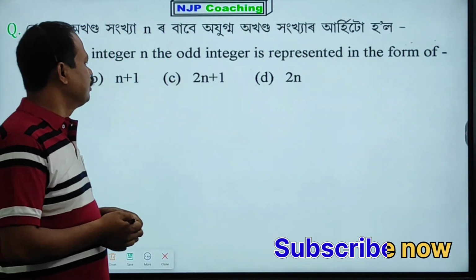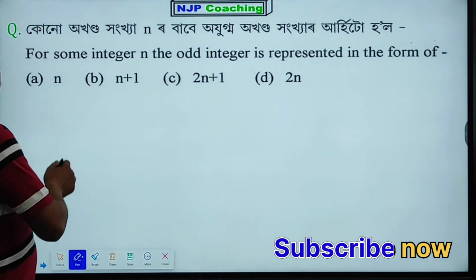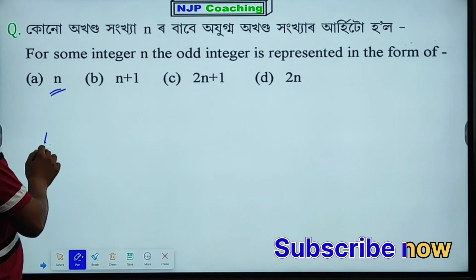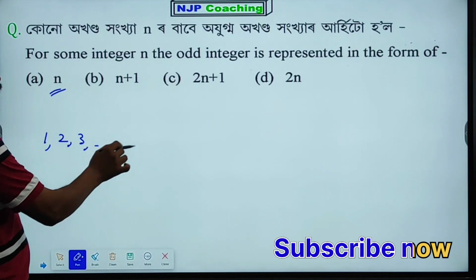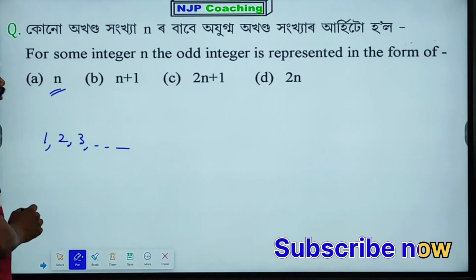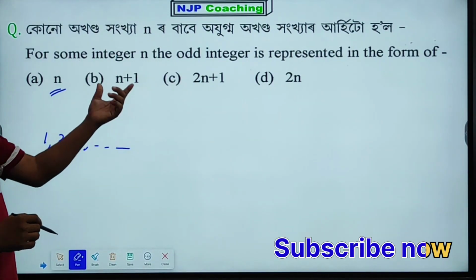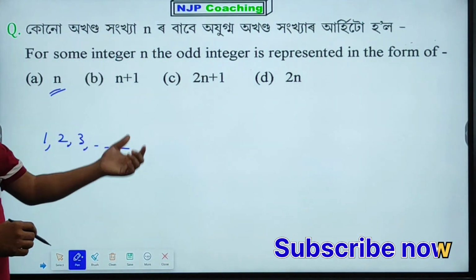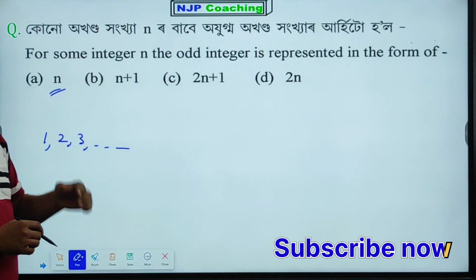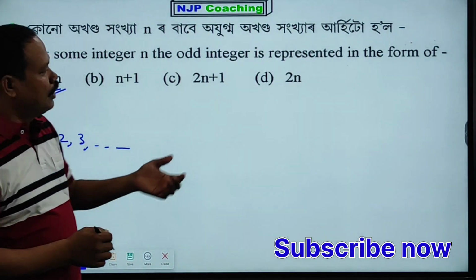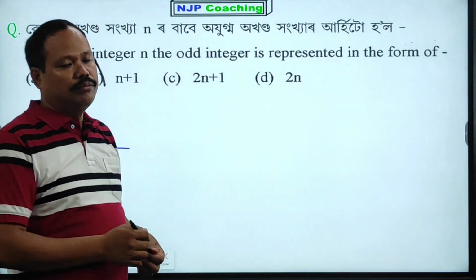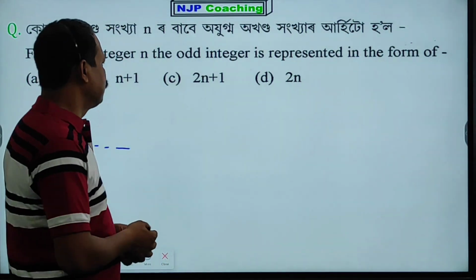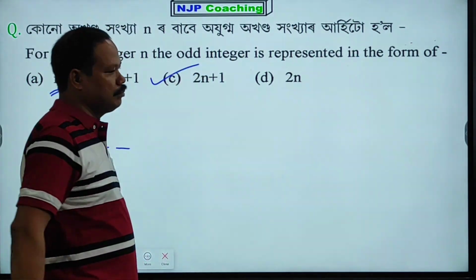An odd integer. So n cannot be, because n is an integer, I can write 1, 2, 3, 4. n plus 1, suppose 1 plus 1, 2 plus 1, 3 plus 1, sometimes it will be odd, sometimes it will be even. Twice n is always an even form. 2 into an integer, always we will get an even integer. So the correct option is twice n plus 1.